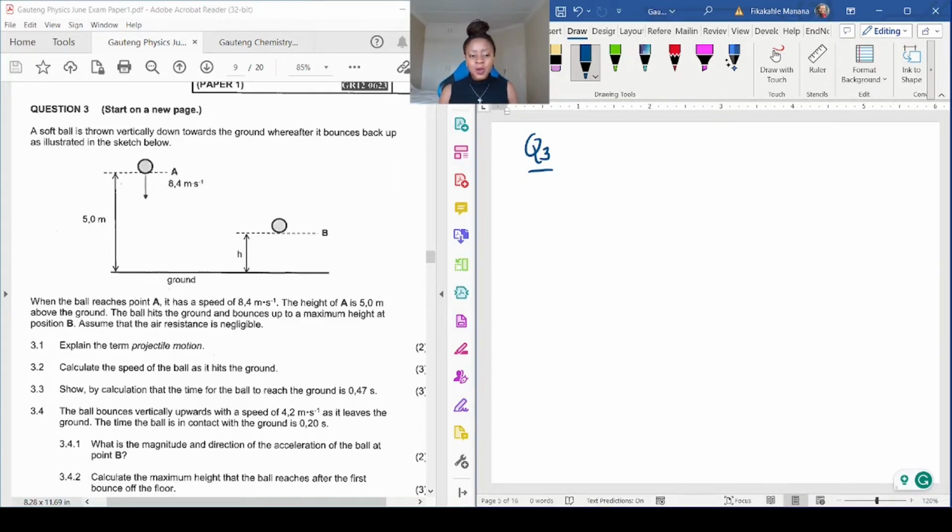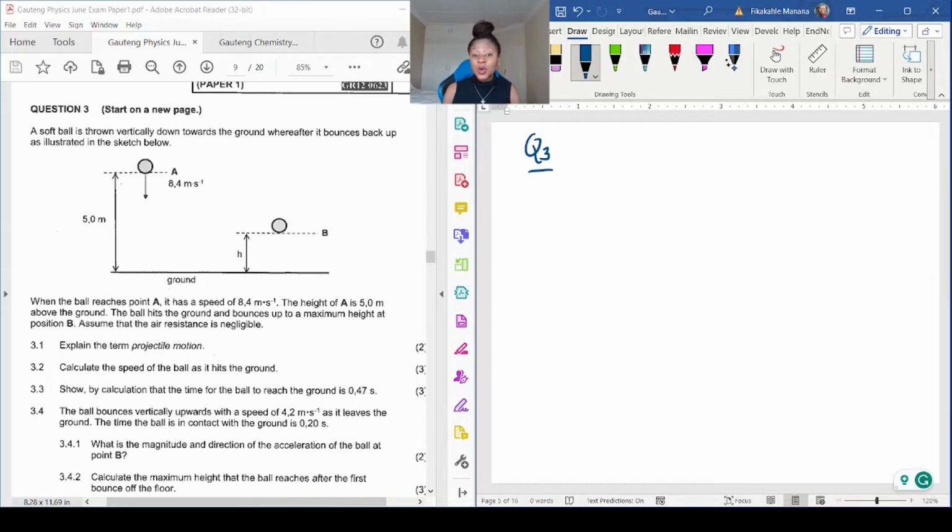A soft ball is thrown vertically downwards. There is an initial velocity that has been given to us. It's 8.4 meters per second. So it is thrown vertically downwards toward the ground, where after it bounces back up as illustrated in the sketch below. Now when the ball reaches point A, it has a speed of 8.4.